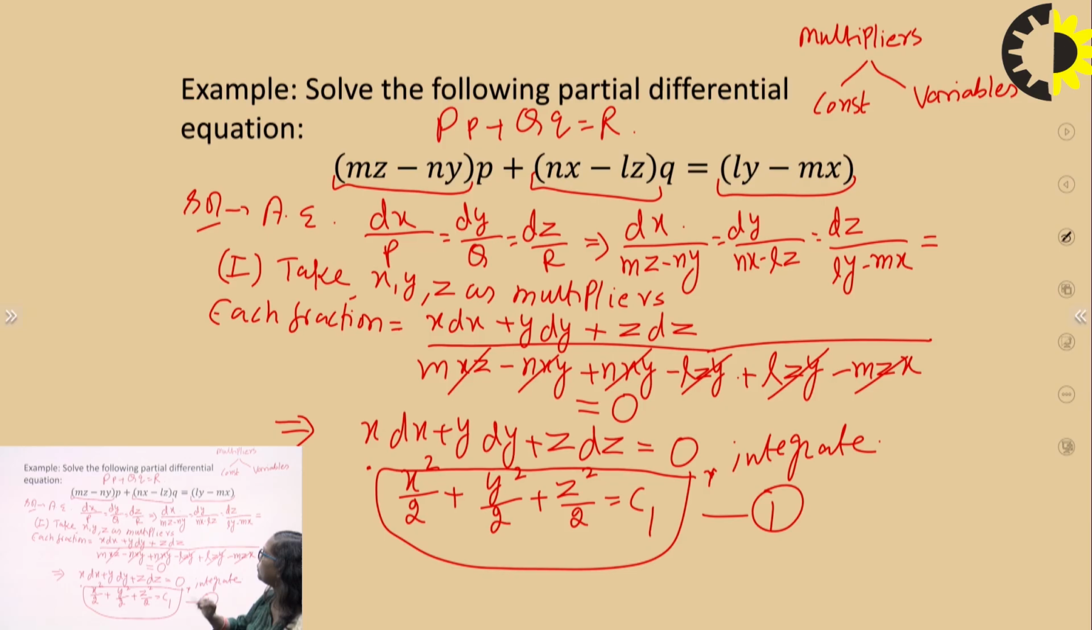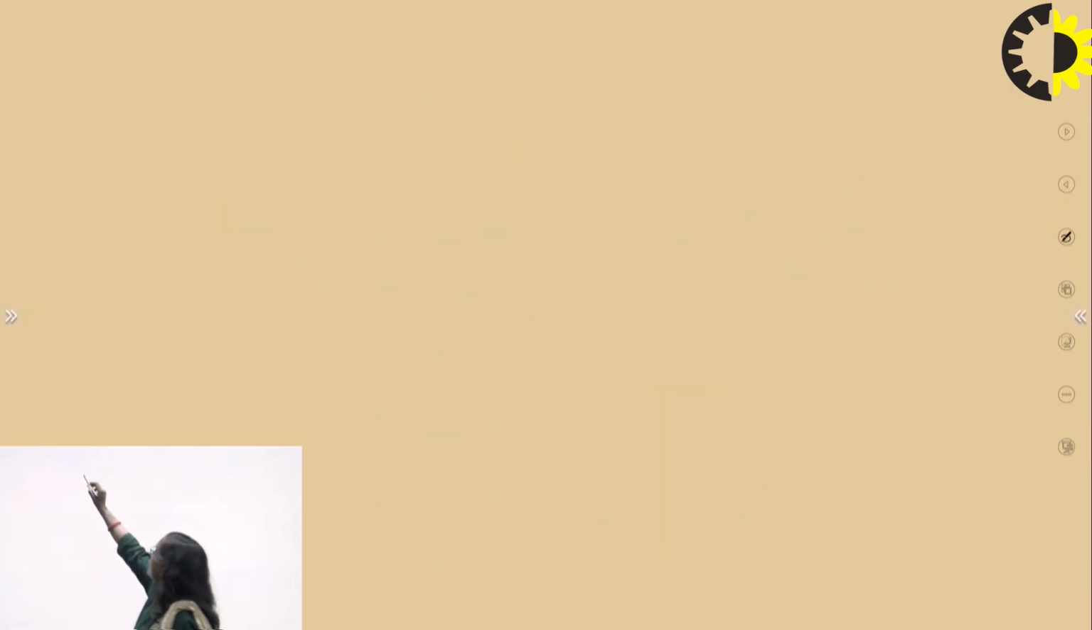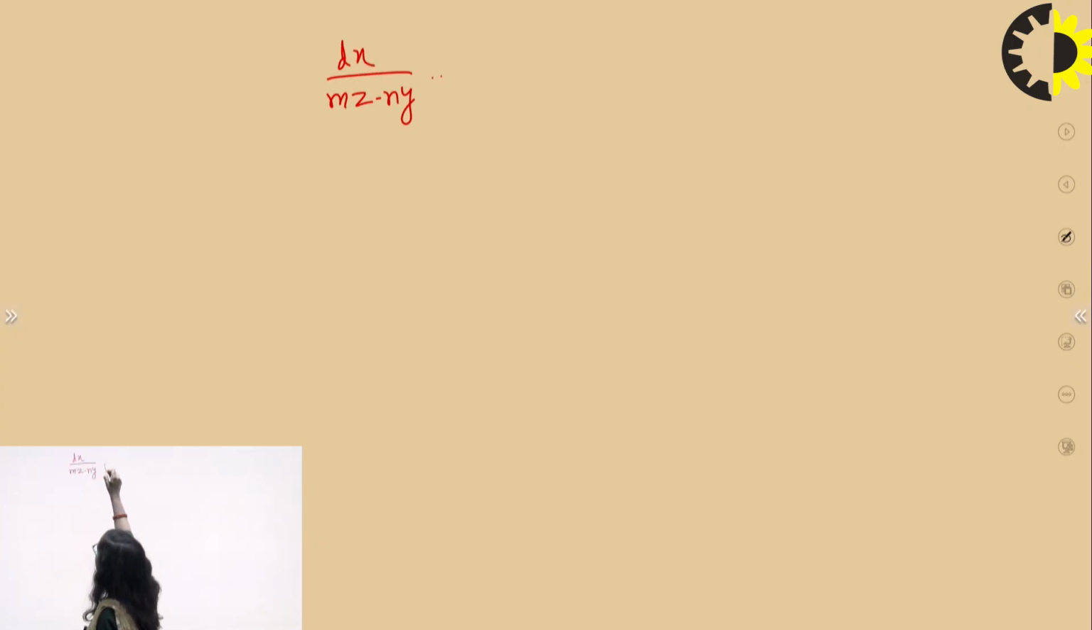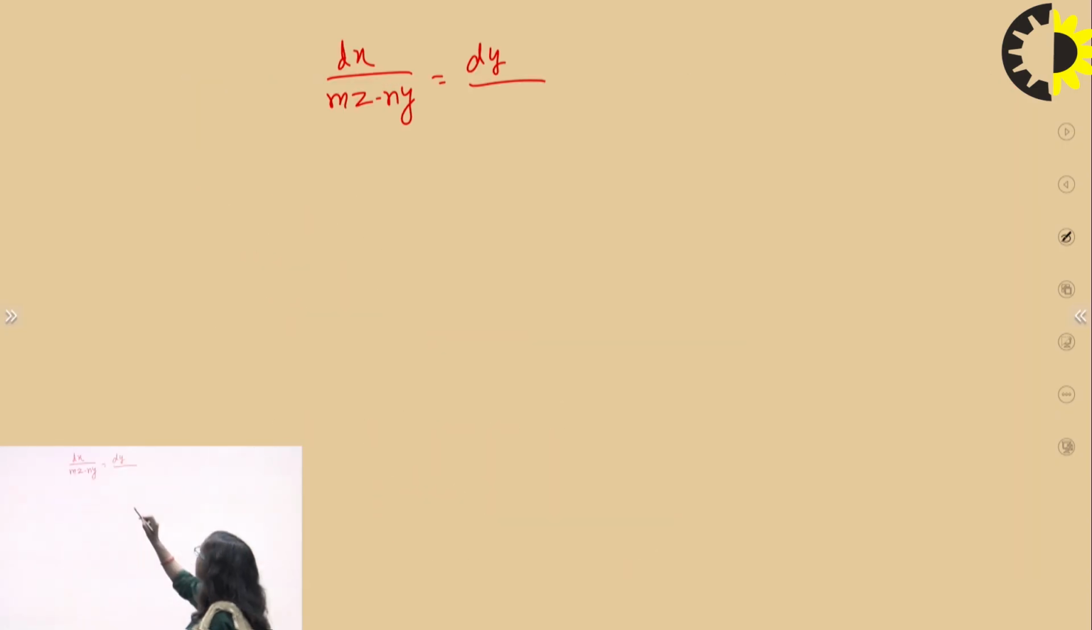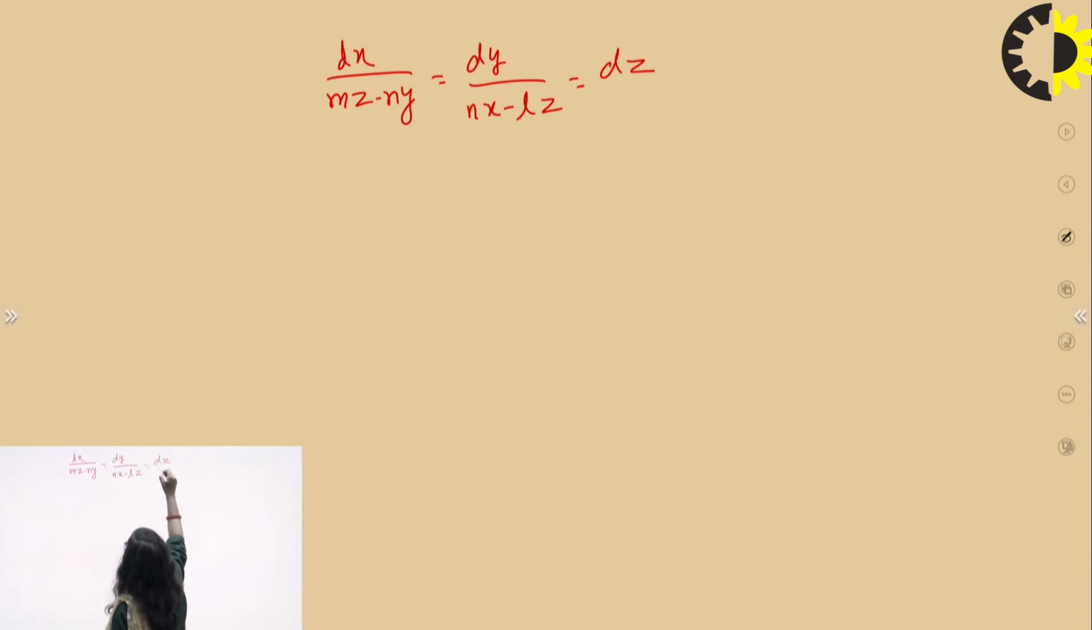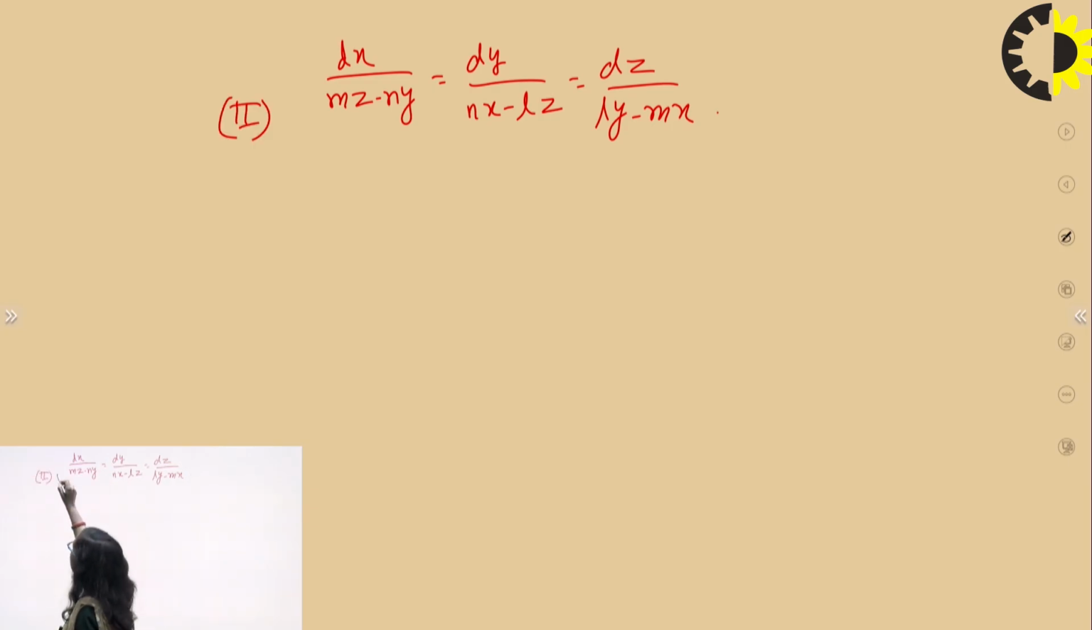So first we write down these three fractions again. It's dx by mz minus ny is equal to dy upon nx minus lz is equal to dz upon, the last one, ly minus mx. So I need to think about my second solution. I have explained to you, take L, M, N.